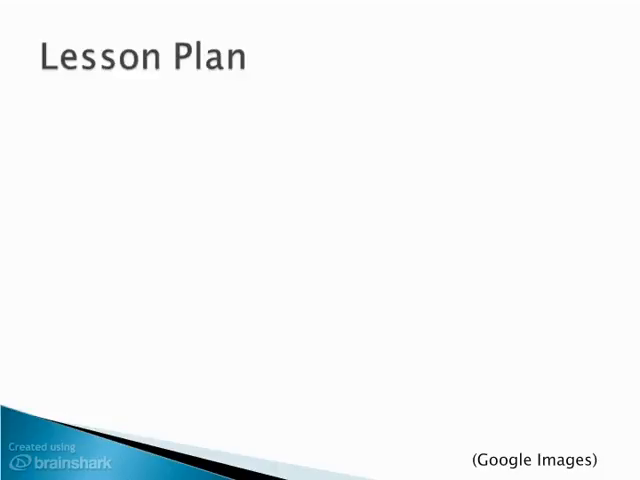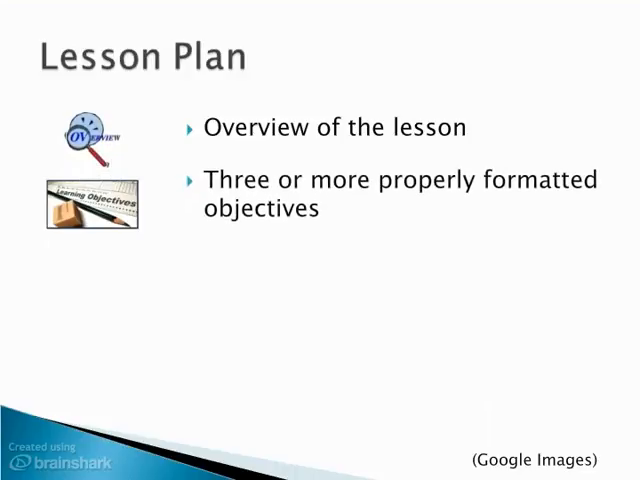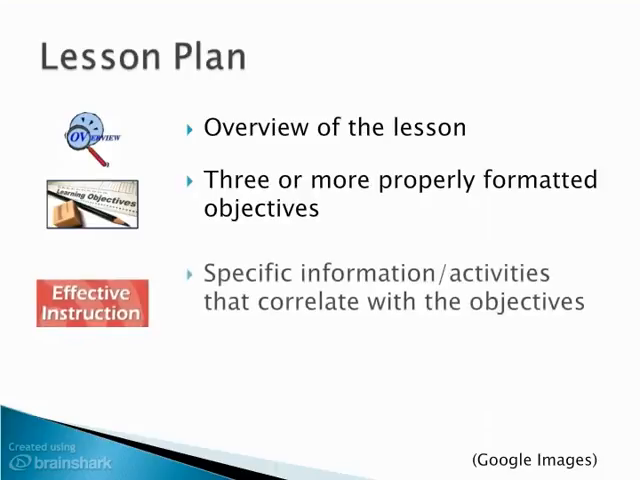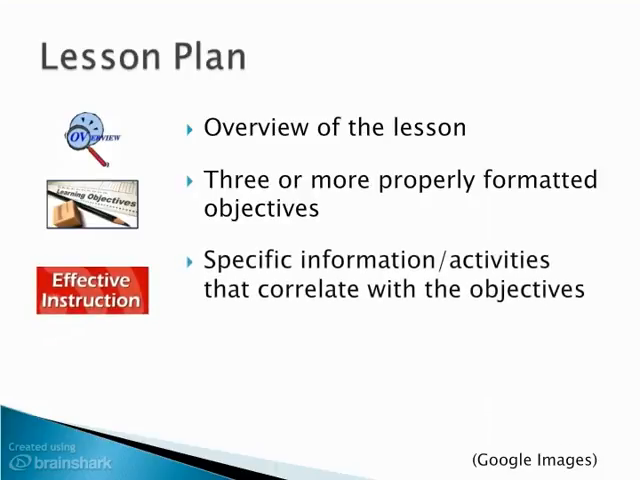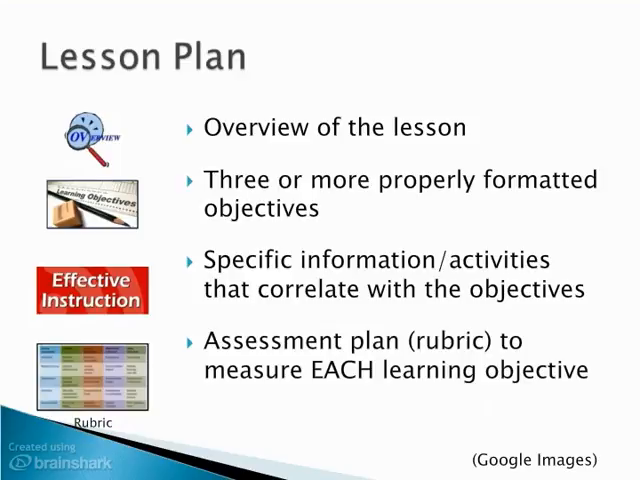What needs to be in the lesson plan? You should have an overview of the lesson and 3 or more properly formatted objectives. Specific information and activities that correlate with the objectives and follow Gagne's events of instruction. You should have an assessment plan. The assignment is specific and requires you to create a rubric that will measure each learning objective in your lesson.